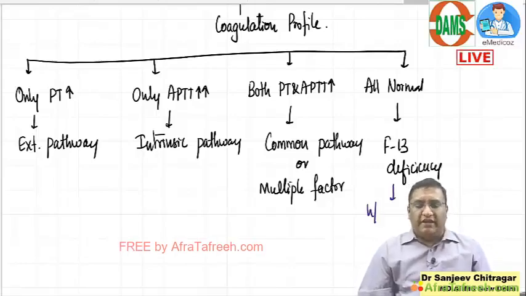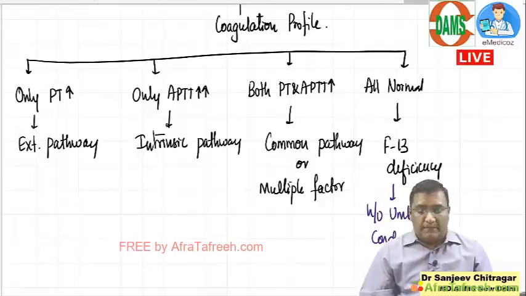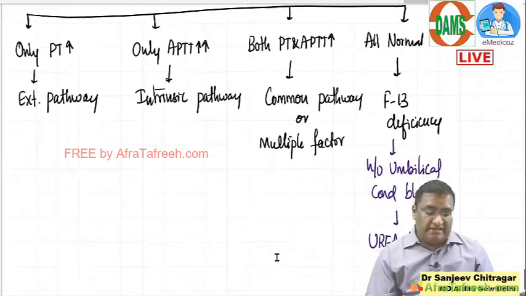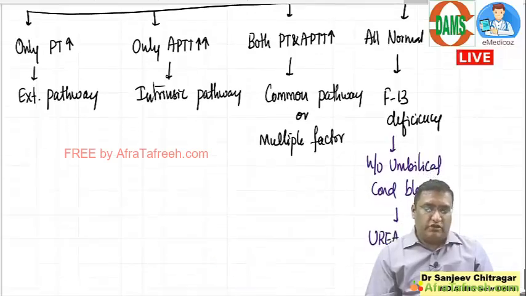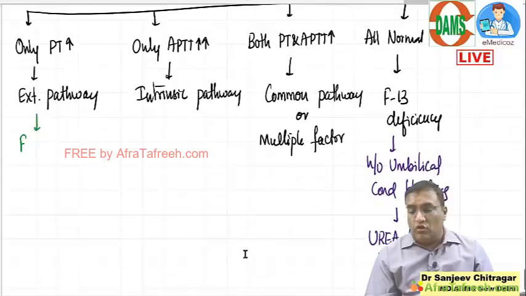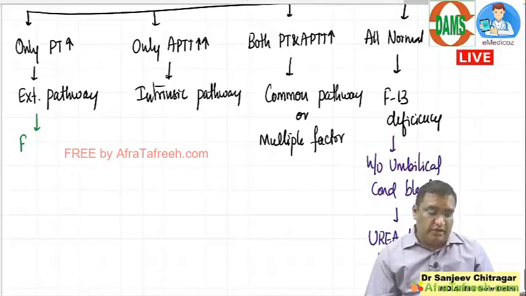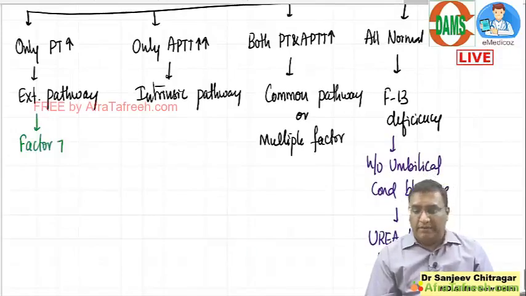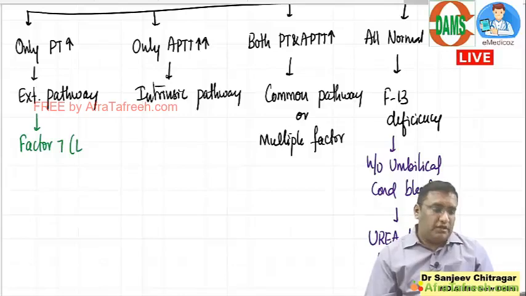Now, factor 13 deficiency usually will present with umbilical cord bleeding. That's a manifestation. And we do a urea clot solubility test there, right? Umbilical cord bleeding, clot solubility test. Only PT elevated. What is only PT elevated? Only PT elevated is factor 7 deficiency.